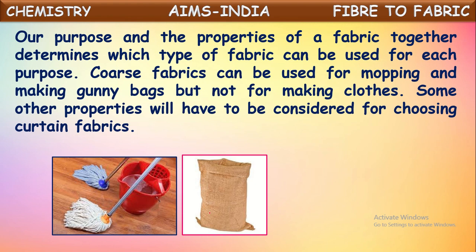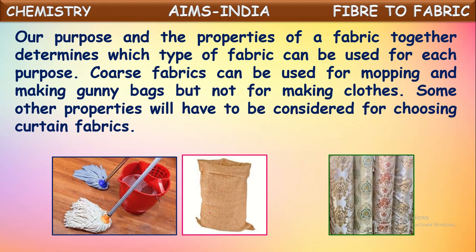And some other properties will have to be considered for choosing cotton fabric. This fabric cannot be used for making curtains. Some other properties are to be considered in choosing the fabric used for making curtains. So in this way, the purpose and the properties of fabric together determine the type of fabric which can be used for each purpose. Okay.